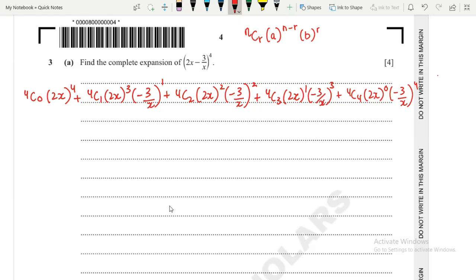So first of all, 4C0 is 1 into 2 to the power 4, it is 16. So the first term is 16x to the power 4. Then we will have a minus here because there is only one power on the minus 3 over x, so this becomes 8x cubed. And 4C1, what is 4C1? Let's just work this out. So 4C1 is 4 into 8 into minus 3, this becomes minus 96. And the x cubed will be cancelled with one of the x, so it becomes minus 96x squared.